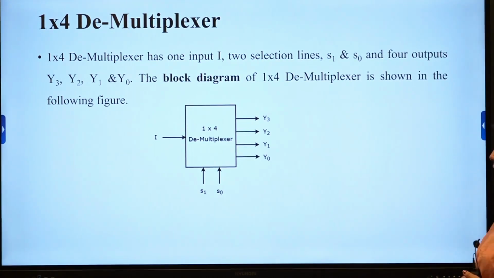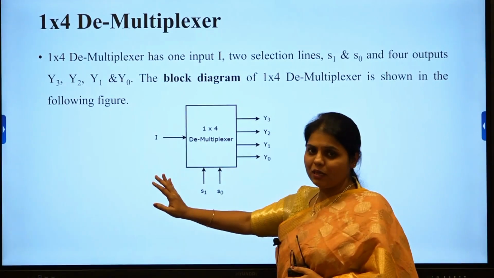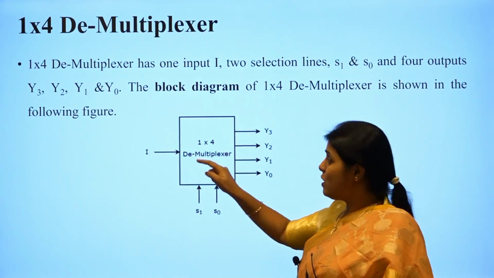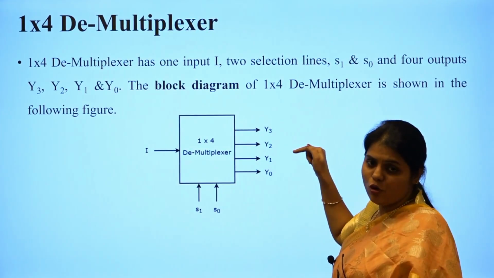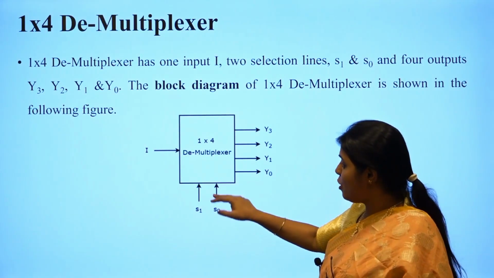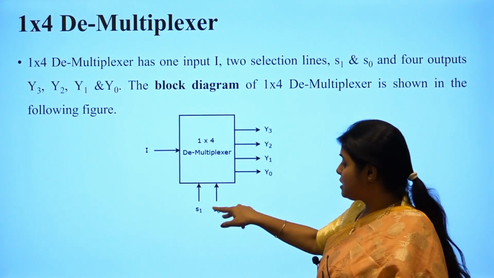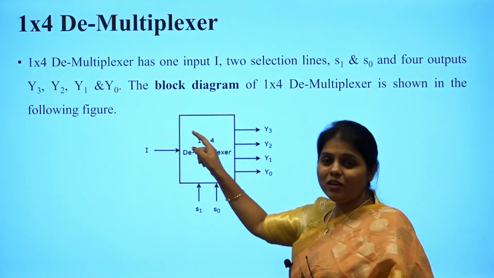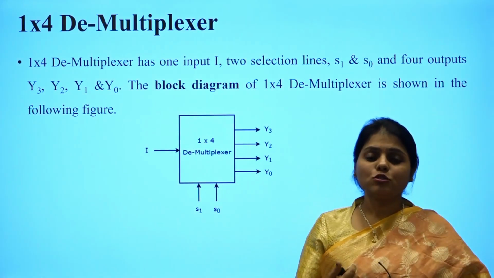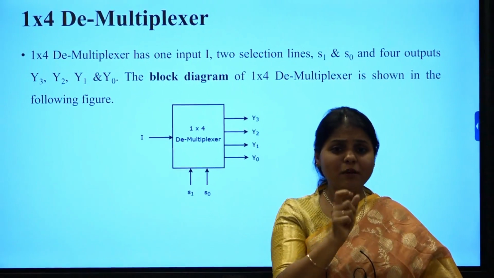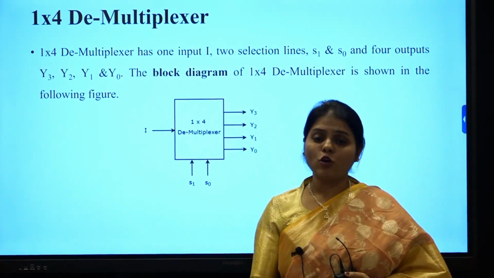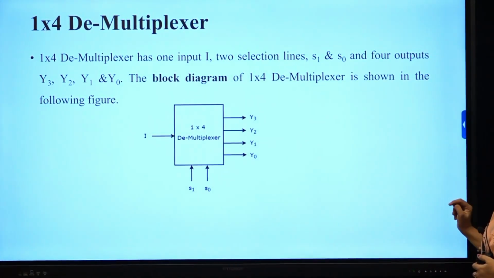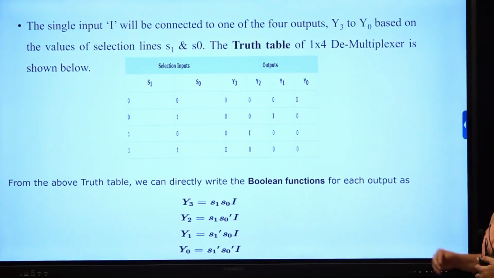As you can see here in the diagram, I is the only input that I am giving. Depending upon the select inputs S0 and S1, this particular input I will either appear at Y3, Y2, Y1 or Y0. If it is 0, 0, I will appear at Y0. If it is 0, 1, I will appear at Y1. If it is 1, 0, I will appear at Y2. If it is 1, 1, I will appear at Y3. So depending upon select lines, the only input that we have will appear at one of the output combinations for the demultiplexer.